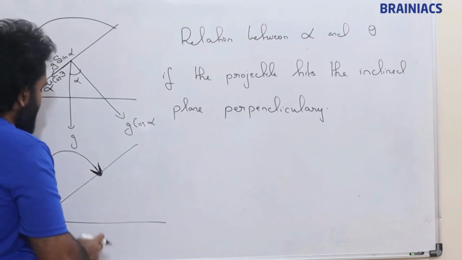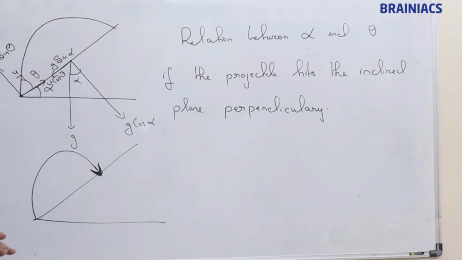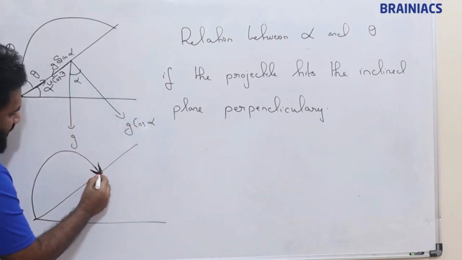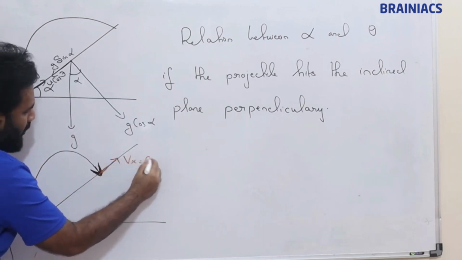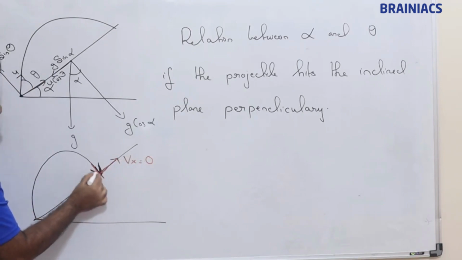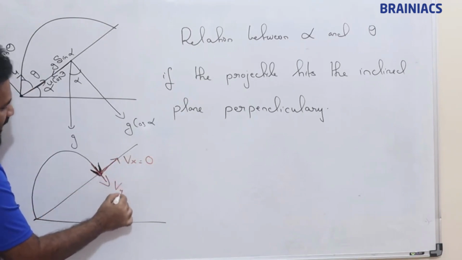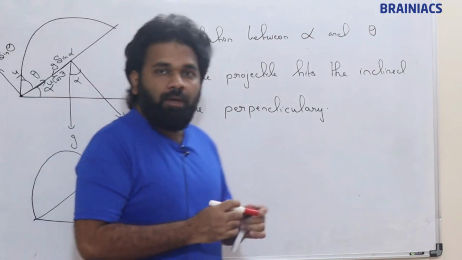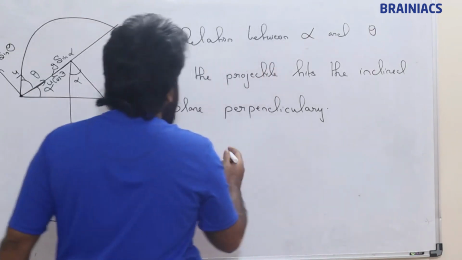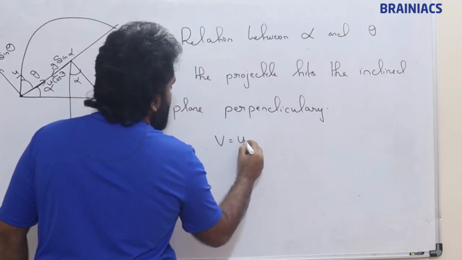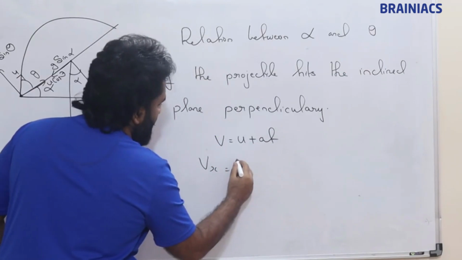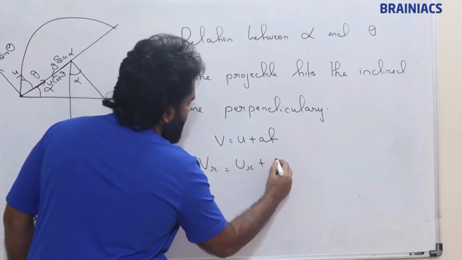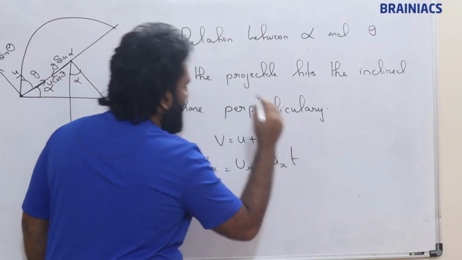That relation we will see, and we can make use of it if we get any questions like that. So if it is hitting like this, we know that Vx is going to be 0 and this direction is going to be Vy. Now applying the fundamental equation, v is equal to u plus at, Vx is equal to Ux plus Ax into t.